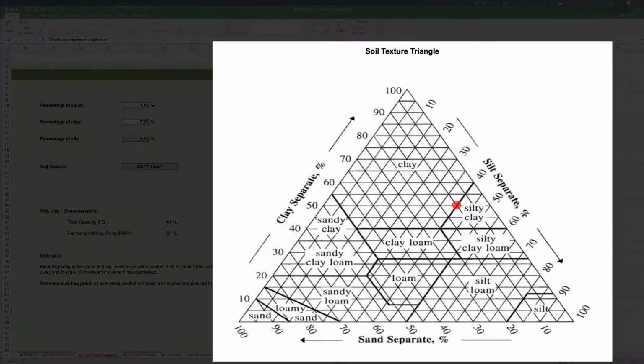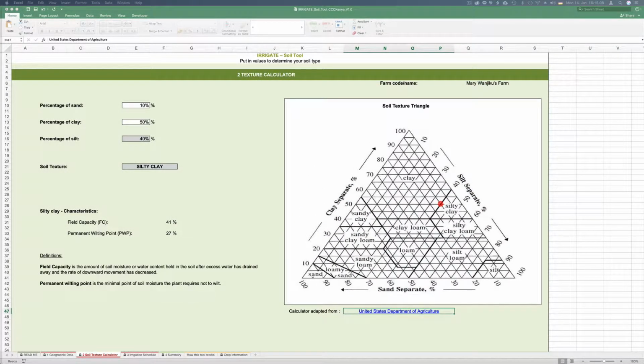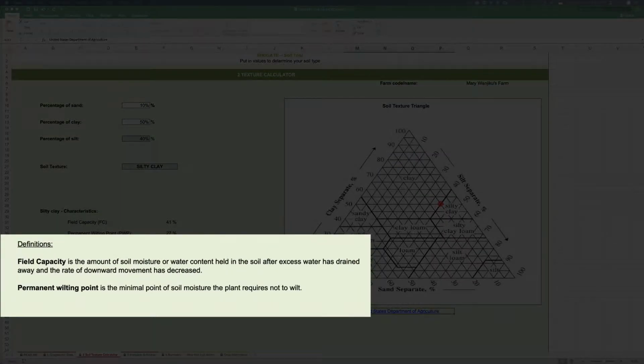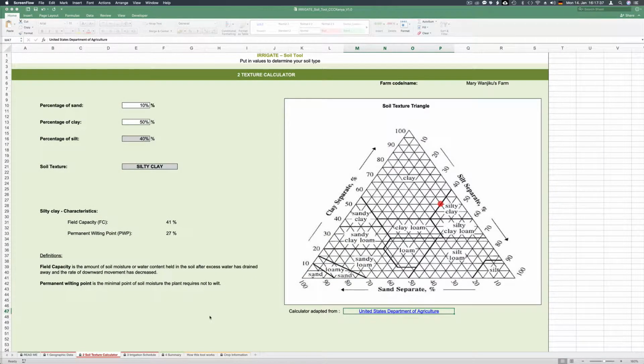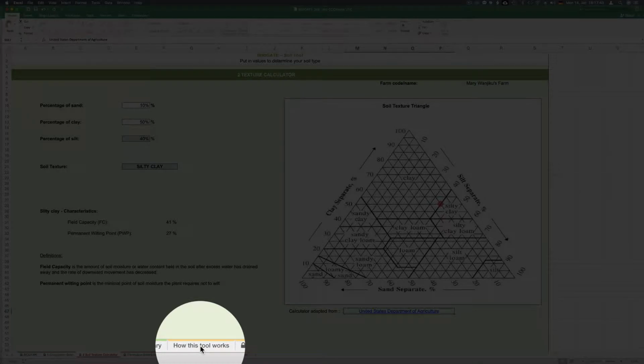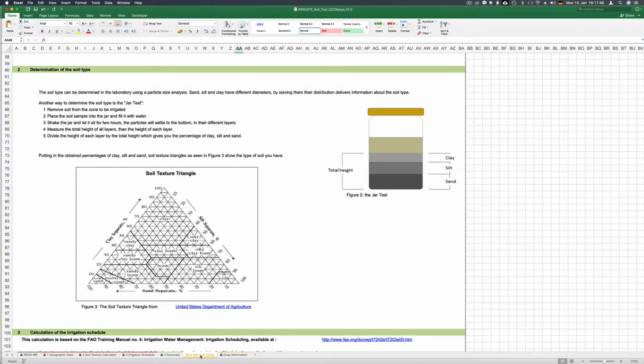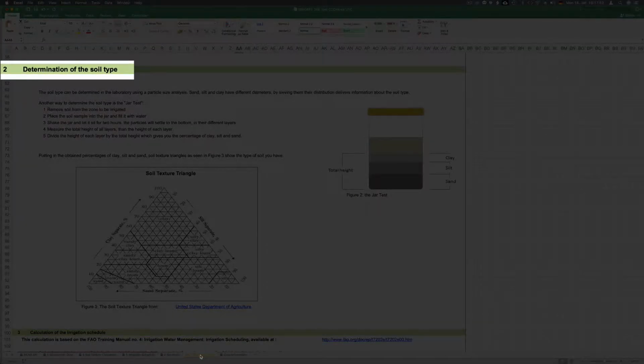The graph on the right-hand side shows you, with the red dot, the soil situation within the three determinants, sand, clay and silt. As you can see, there are some explanations for the soil characteristics on the lower left-hand side. Definitions are given for the field capacity and the permanent wilting point. If you do not know the data for your own soil you want to irrigate, go to the sheet how this tool works. Determination of the soil type is explained in the second paragraph. It is easier than you think.